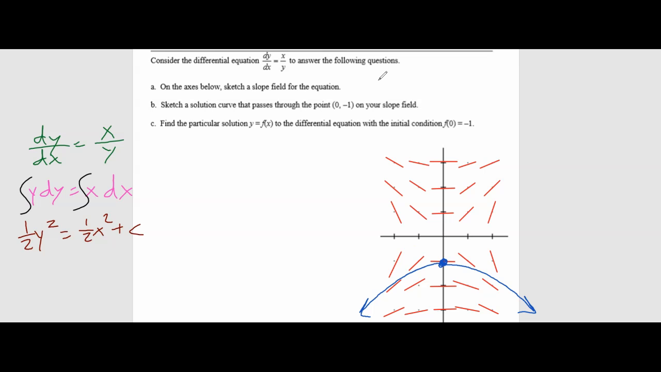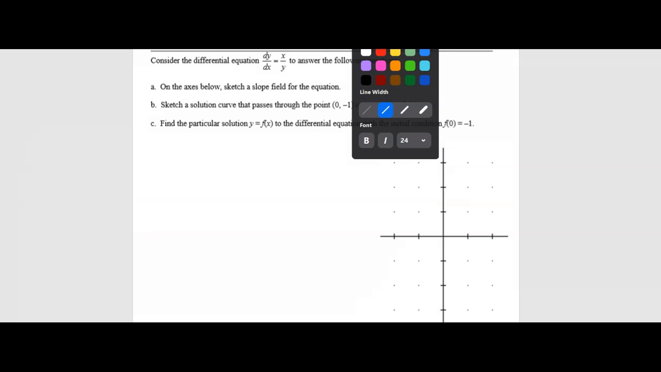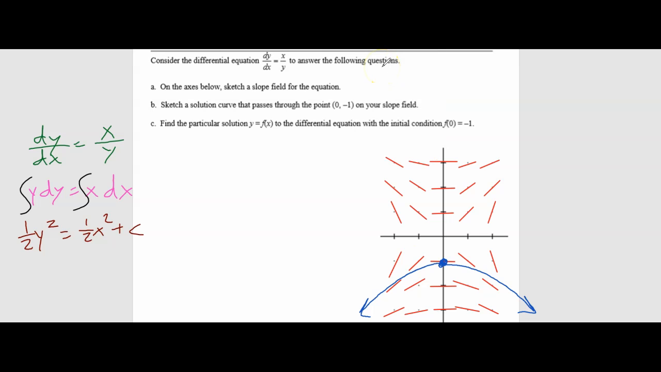You can either start simplifying now or you can find c first, then simplify later. I'll just go ahead and find c first. Our condition was f of 0 is equal to -1, so 0, -1. That gives me 1/2 times -1 squared is equal to 0 plus c. And this gives me 1/2 is equal to c. So my new equation becomes 1/2 y squared is equal to 1/2 x squared plus 1/2.